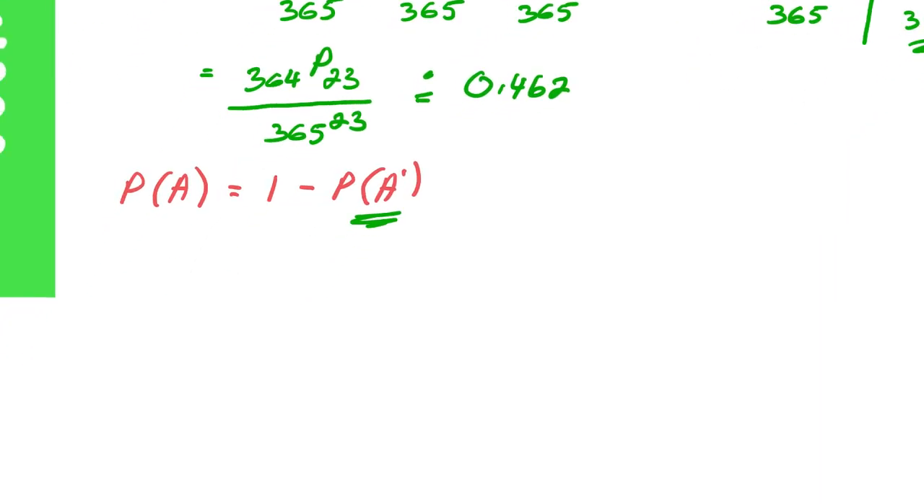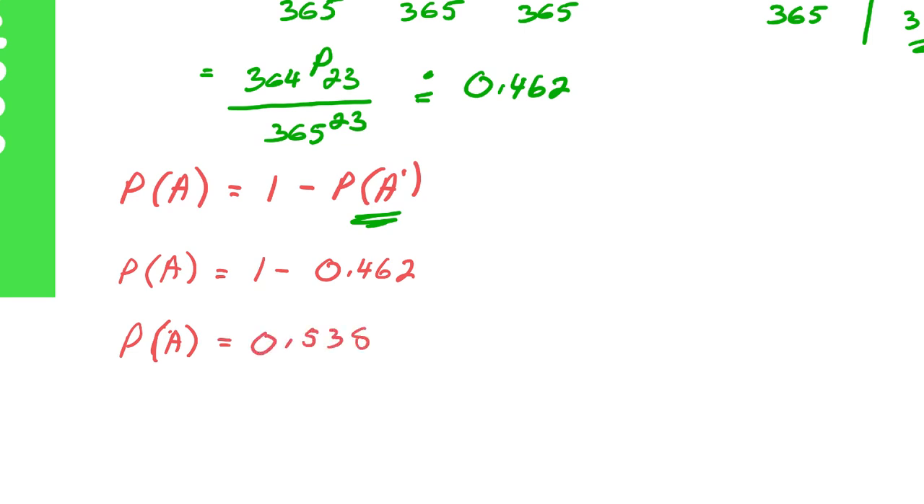which means the probability of two students having the same birthday is 1 subtract the value we just found, which is not having. So therefore, the probability of two students in the class of 24 having the same birthday is 0.538, otherwise known as 53.8%.